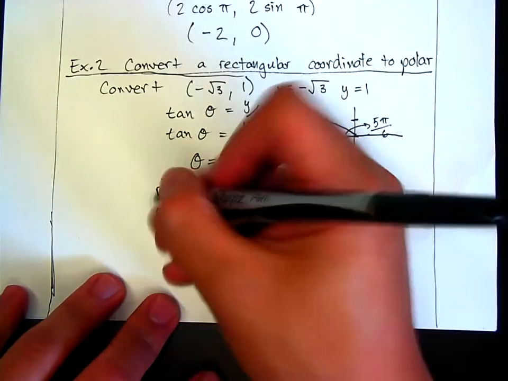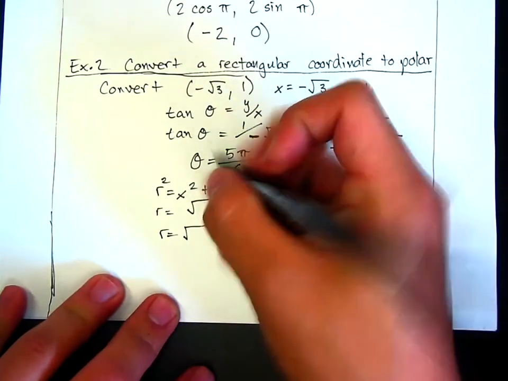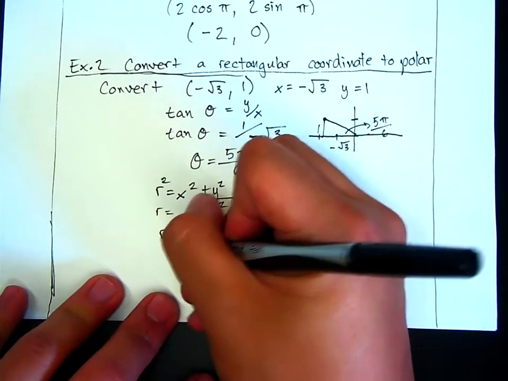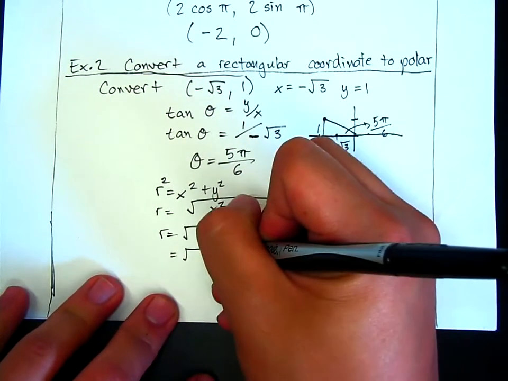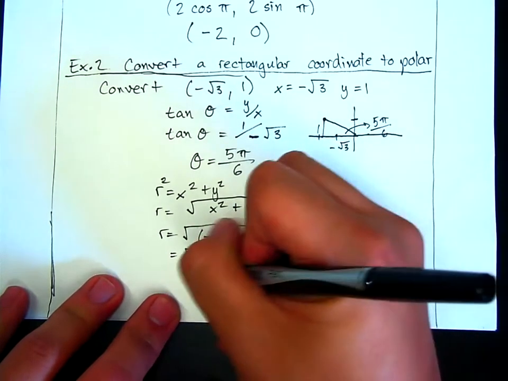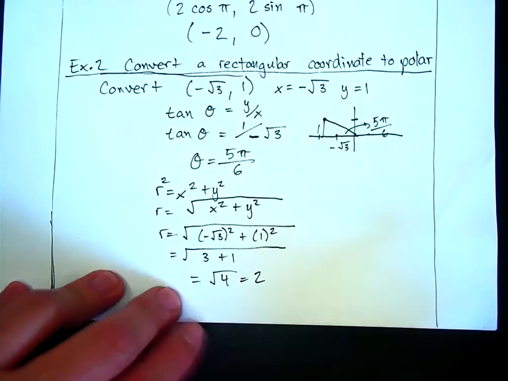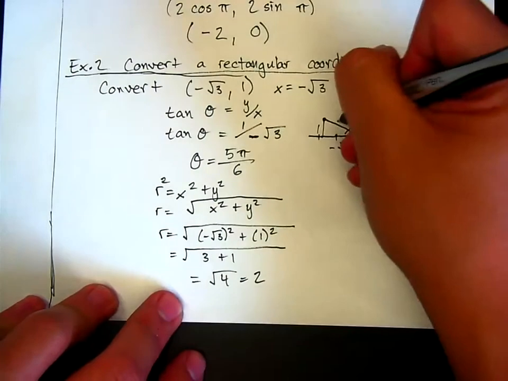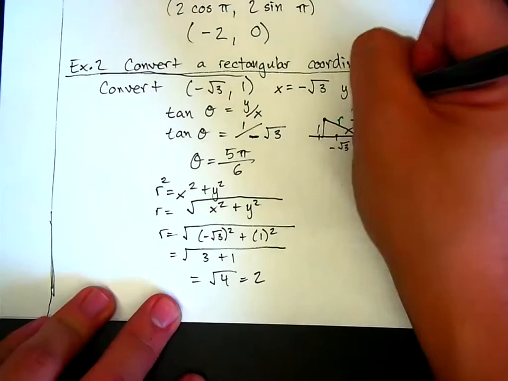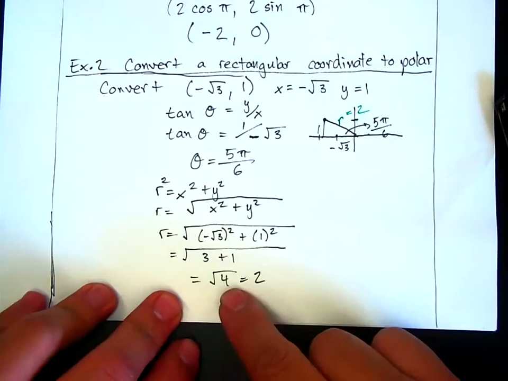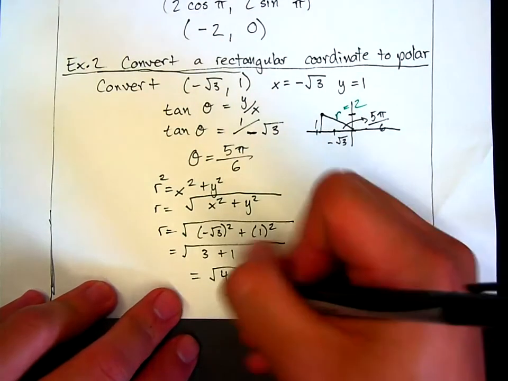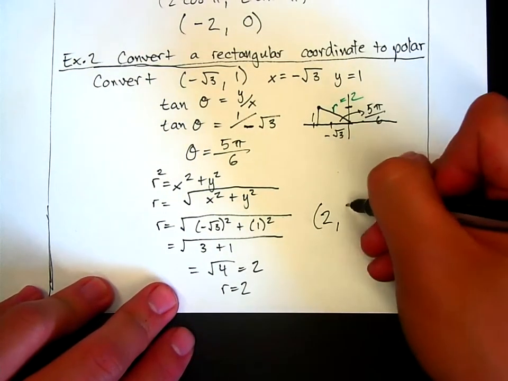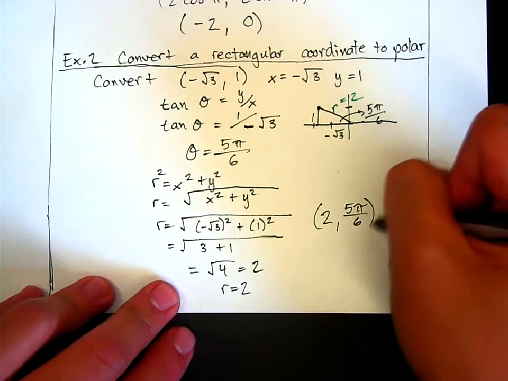We have all that information provided, so r is equal to the square root of negative radical 3 squared plus 1 squared. This simplifies to 3 plus 1. Square root of 4 gives us 2. If you knew your special right triangles, we already knew that this radius, or hypotenuse in this case, was supposed to be 2. So that confirms it for us. We have our r value, r is 2. We have our theta, it's 5 pi over 6. Our polar coordinate is 2, 5 pi over 6.